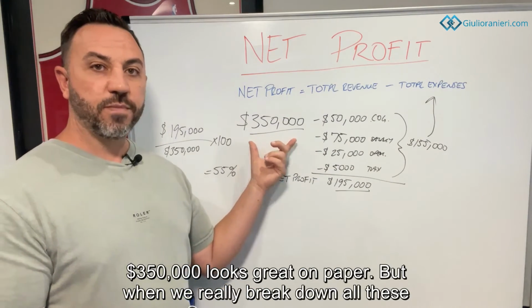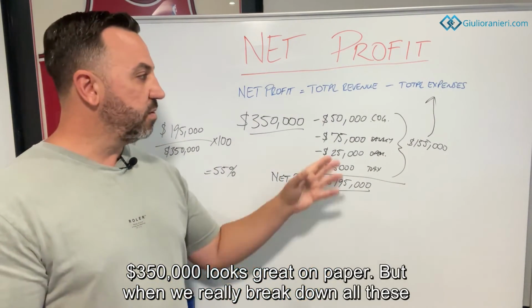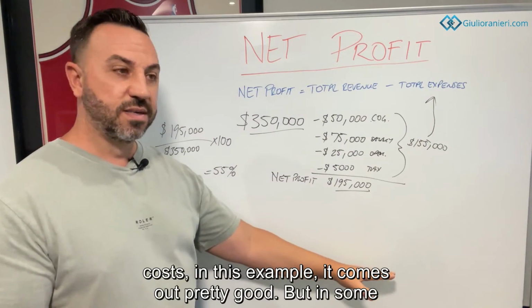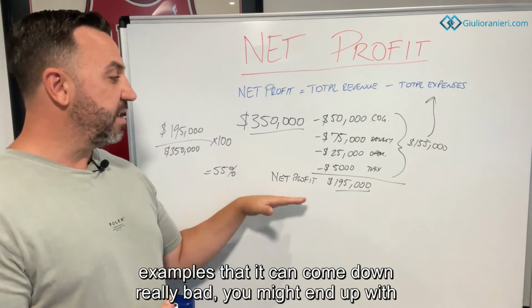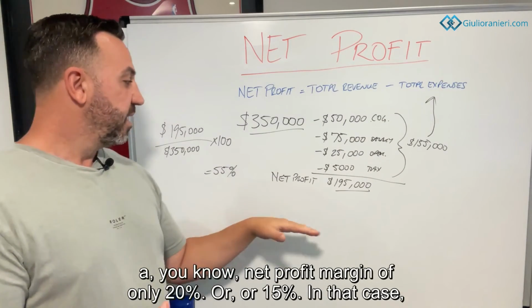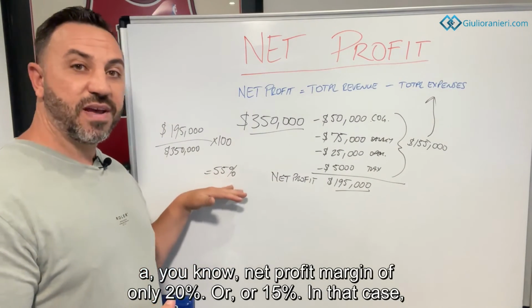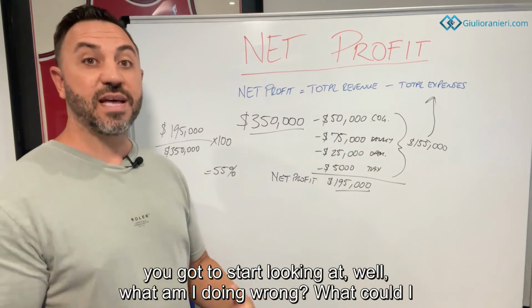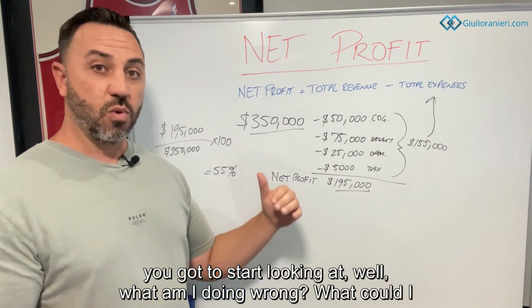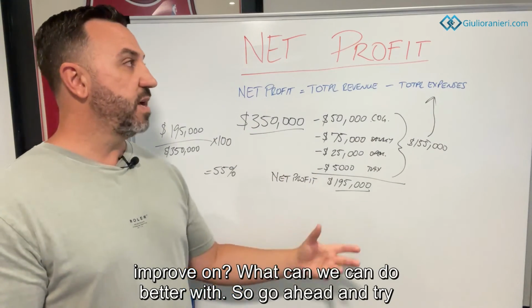So $350,000 looks great on paper, but when we really break down all these costs, in this example, it comes out pretty good, but in some examples, it can come out really bad. You might end up with a net profit margin of only 20% or 15%. In that case, you've got to start looking at, wow, what am I doing wrong? What can I improve on? What can we do better?